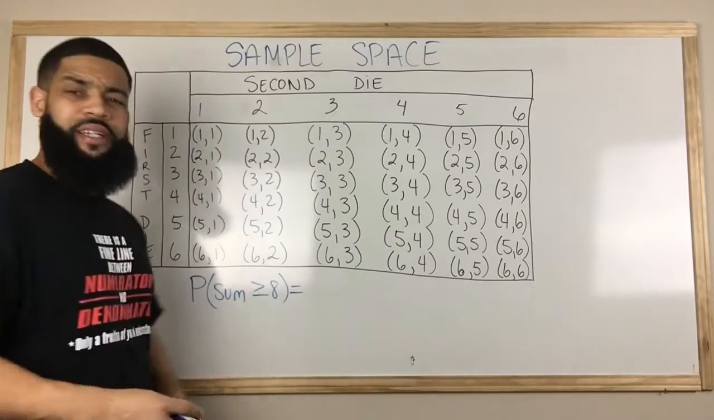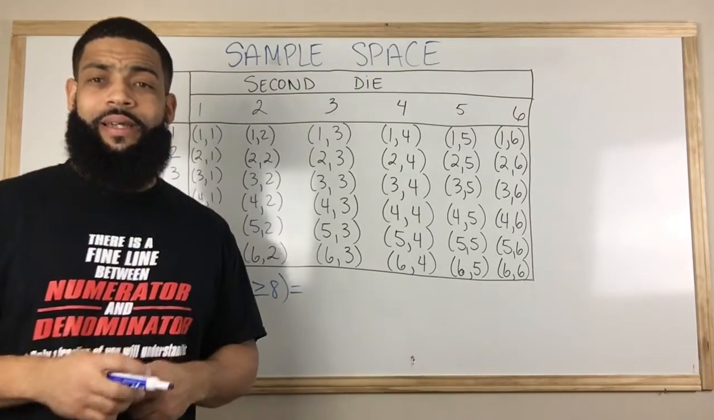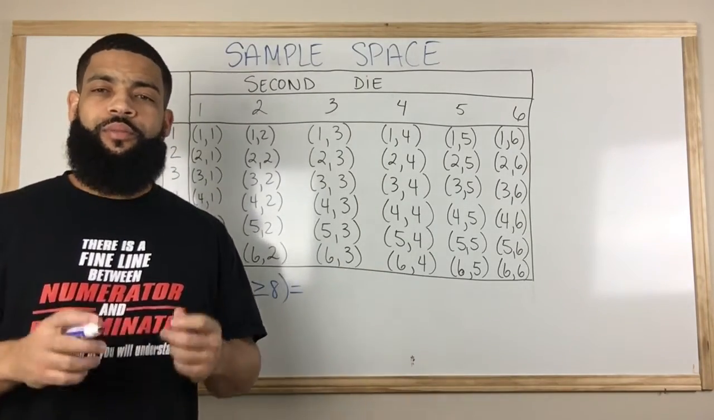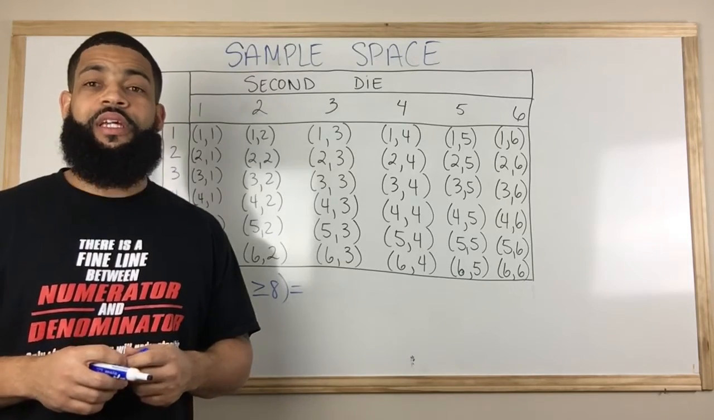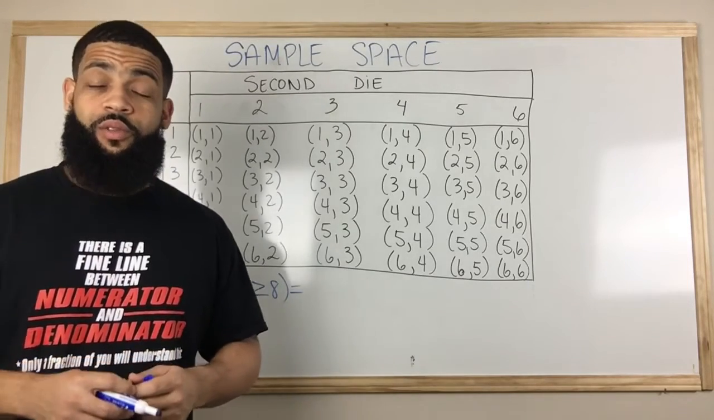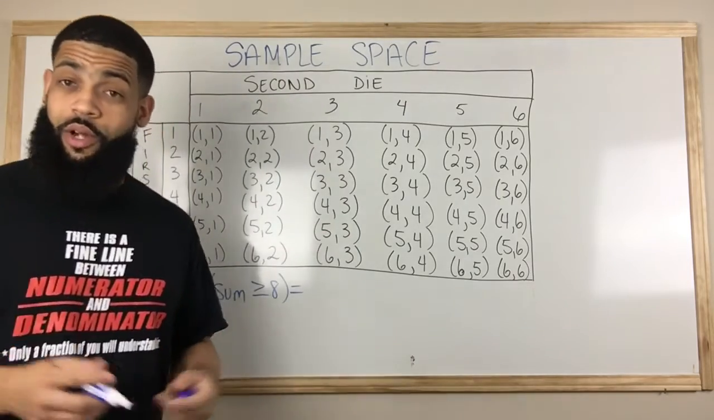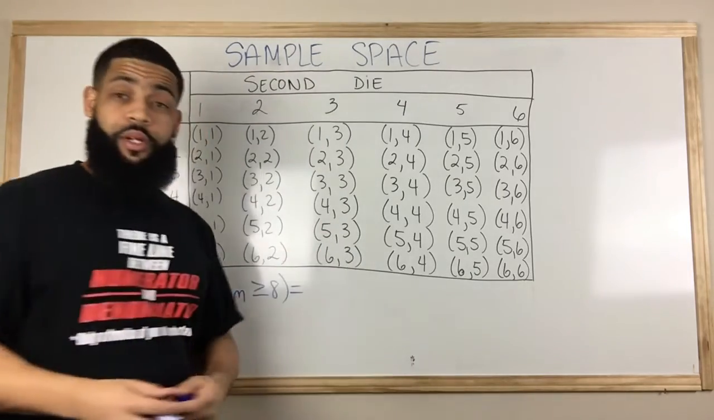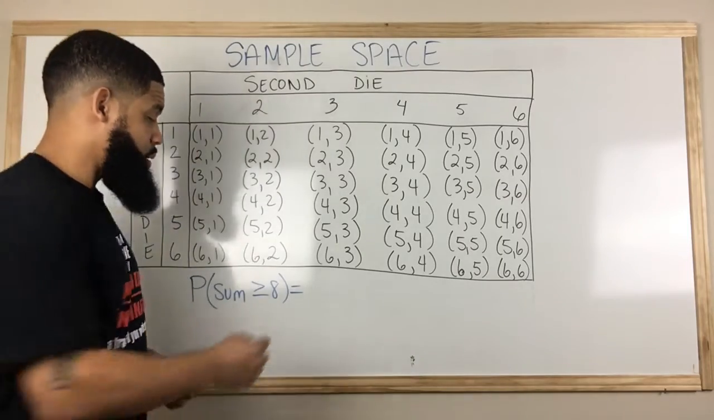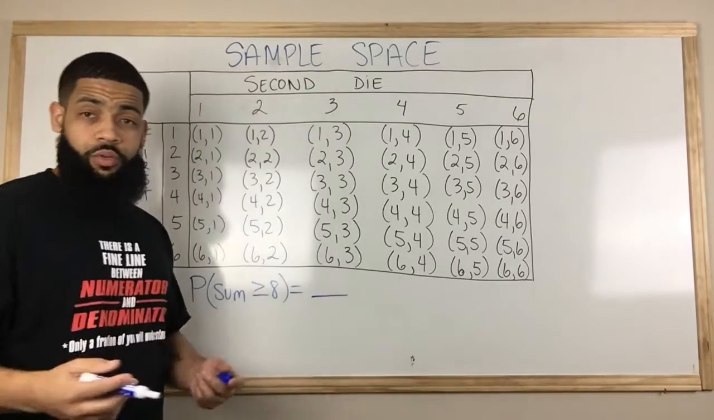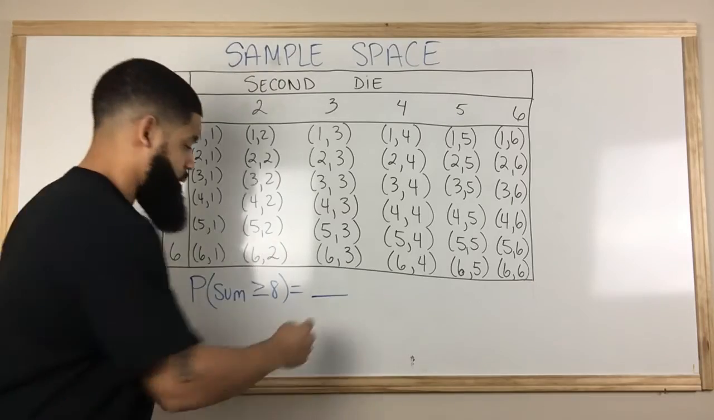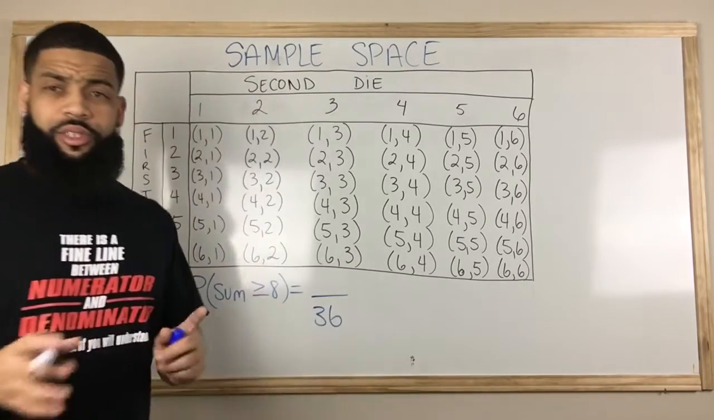Okay, so I want to find out the probability of rolling a pair of dice and the numbers that they land on is a sum greater than or equal to 8. Well, all I have to do is go through my sample space and figure out how many number pairs are greater than or equal to 8. Now, we know that the total number in the sample space is 36. So our denominator is taken care of.